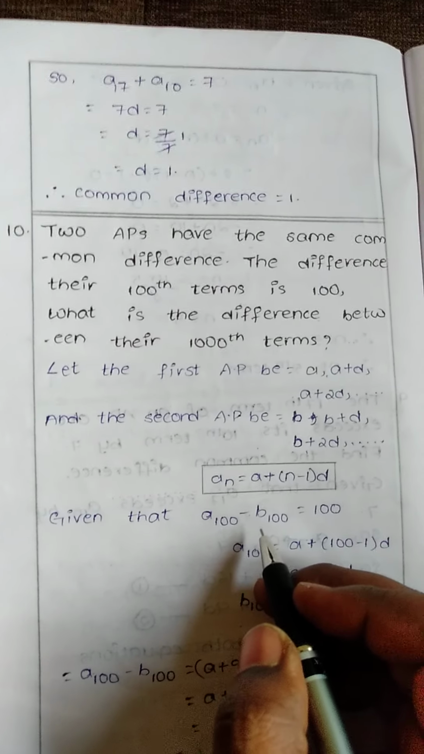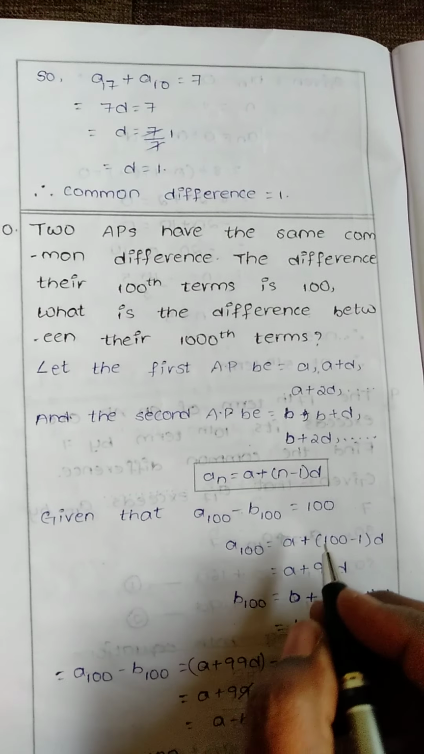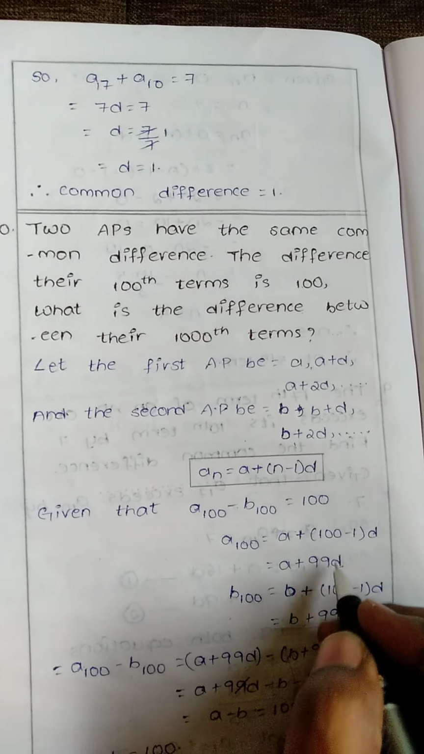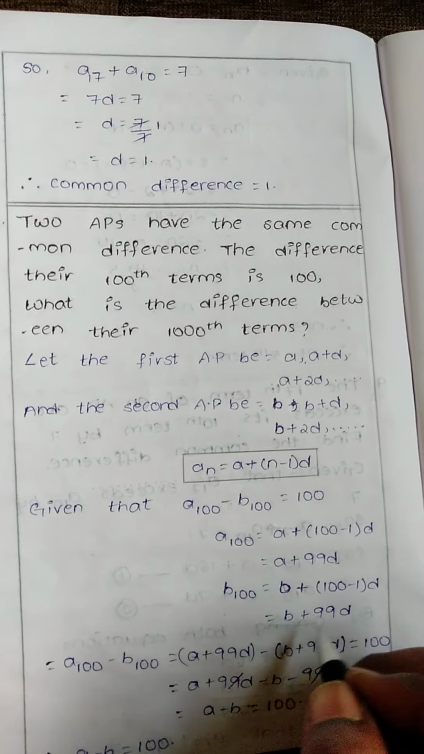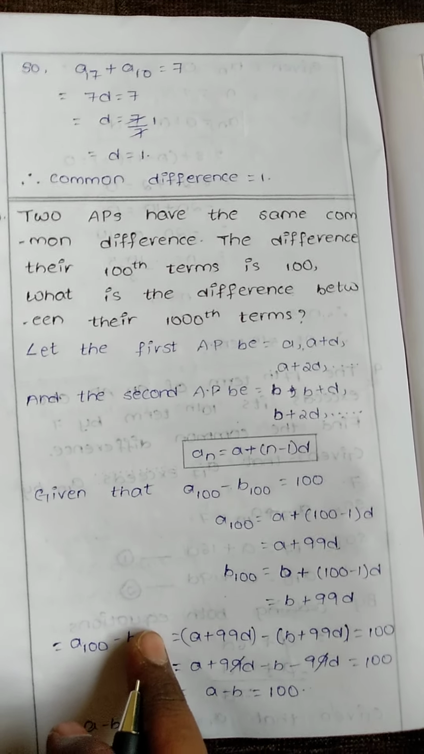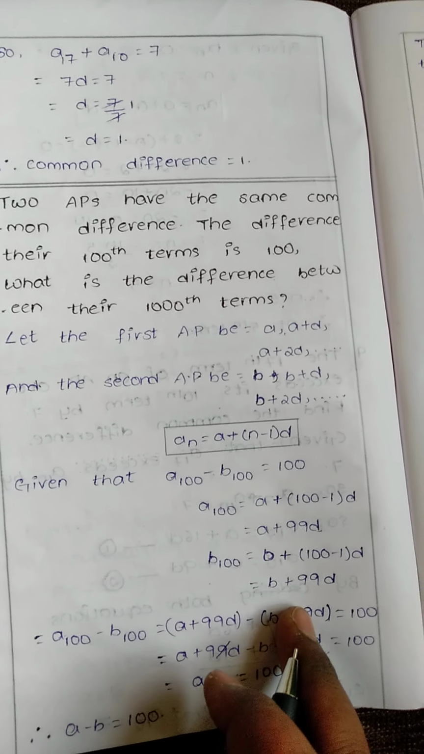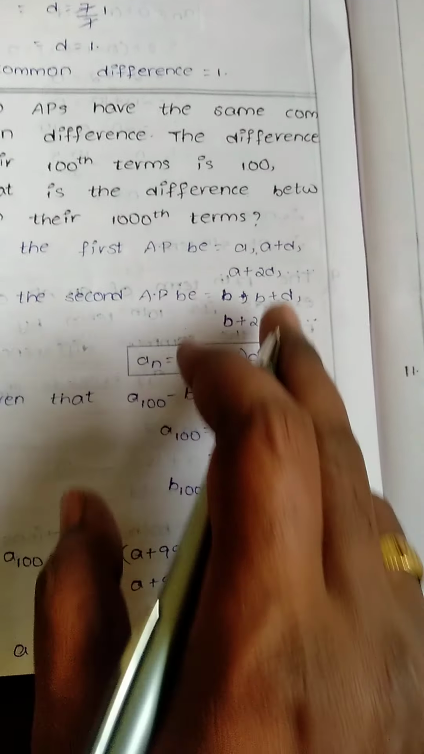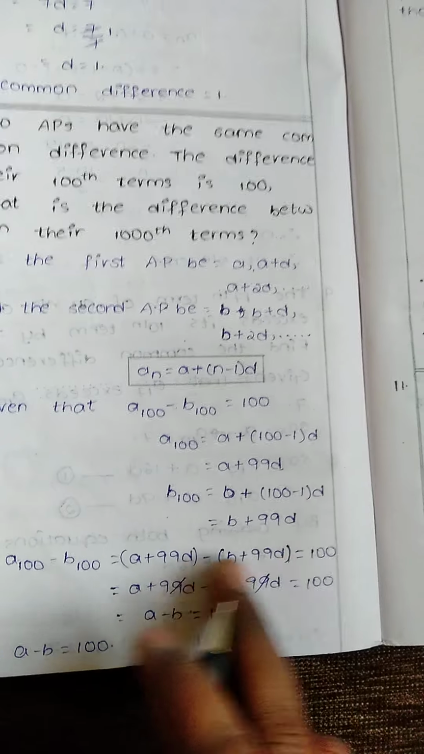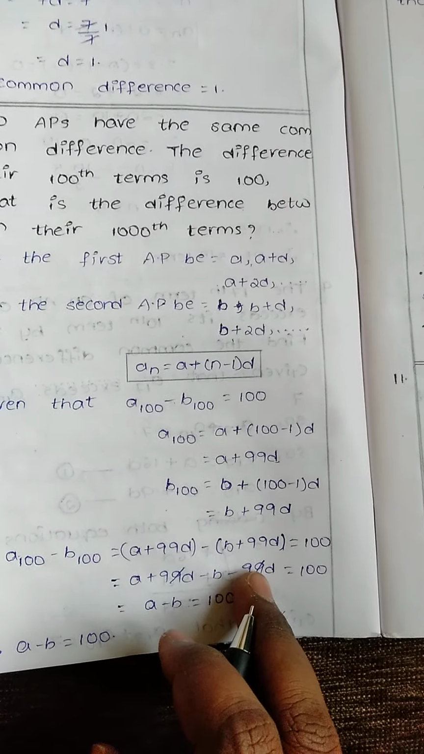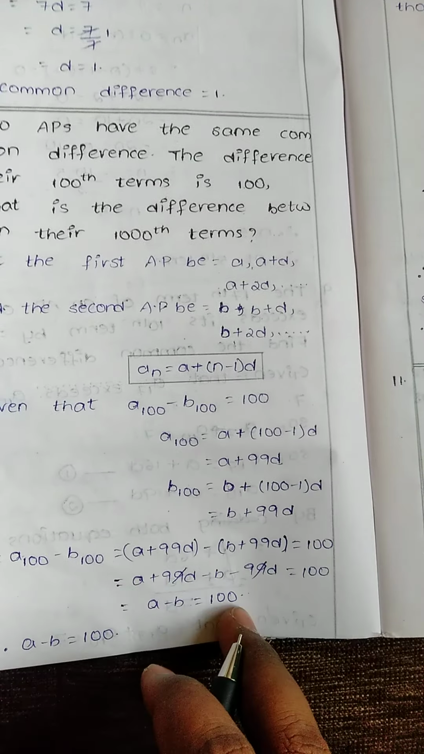So A100 means A plus (100 minus 1) into D, which is A plus 99D. Here it is B plus (100 minus 1) into D, B plus 99D. So this minus this is given as 100. So A plus 99D minus B plus 99D. In both progressions the difference is common, so 99D gets cancelled. So A minus B is equal to 100.